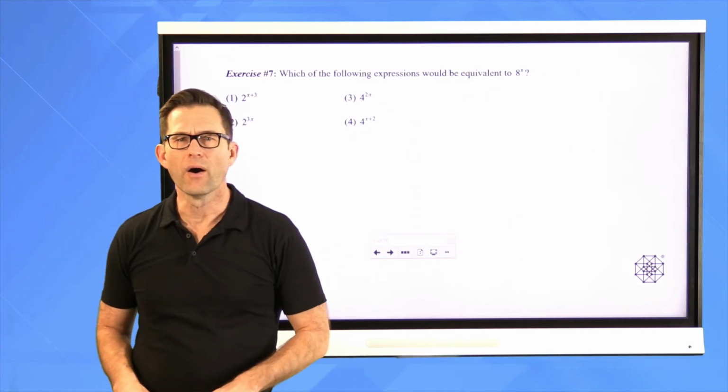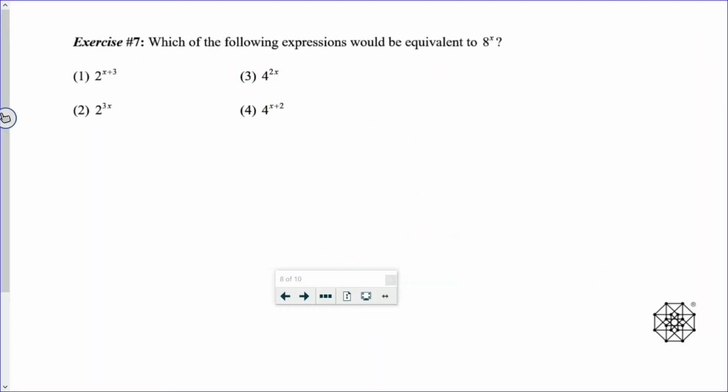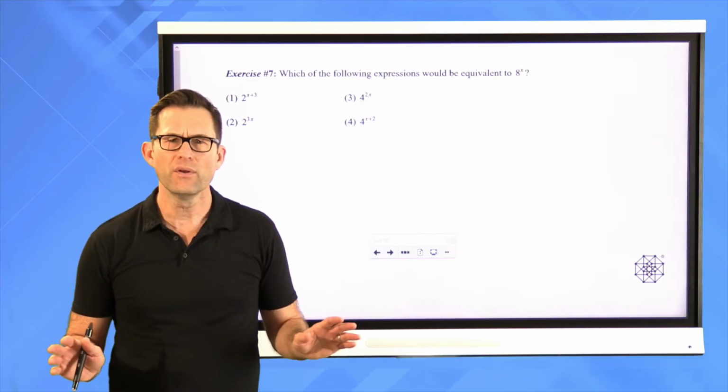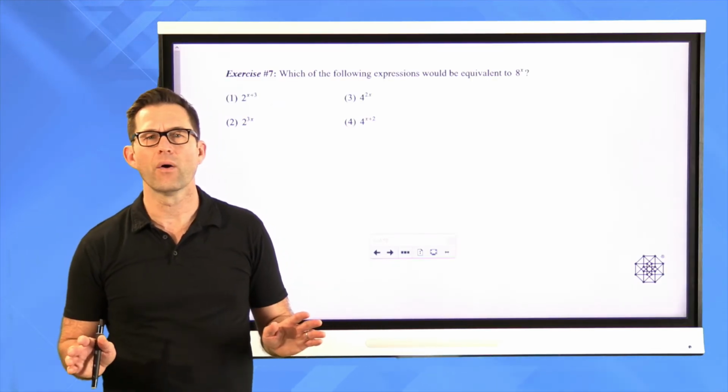Okay, now let's take a look at number 7. Which of the following expressions would be equivalent to 8 raised to the x? I've got choice 1, 2 to the x plus 3, choice 2, 2 to the 3x, choice 3, 4 to the 2x, and choice 4, 4 to the x plus 2. All right, what I'd like you to do is pause the video right now and think about it.